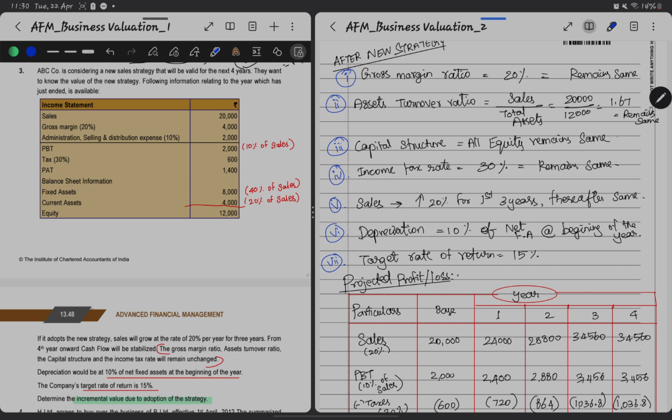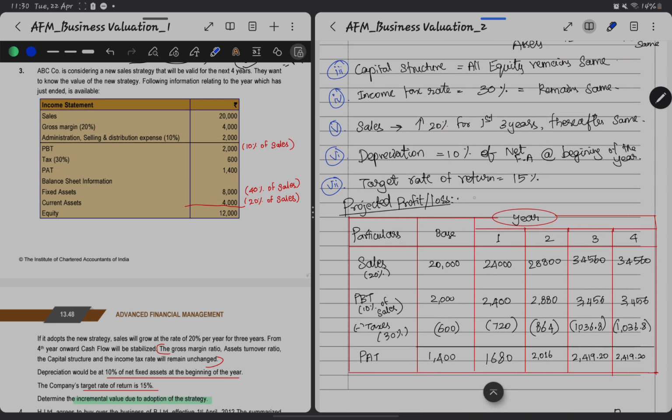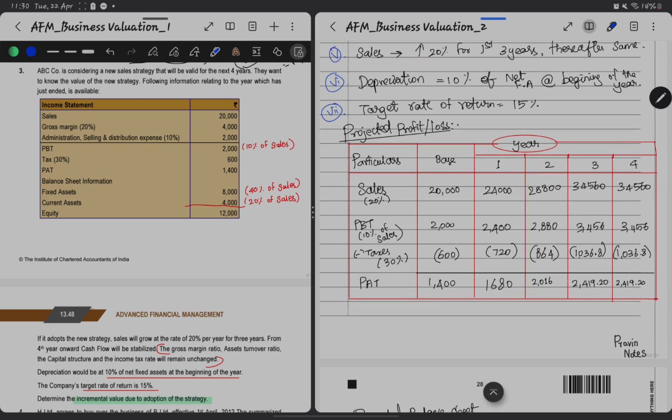They told the sales will grow by 20% for 3 years. So first 3 years the sales will grow by 20%, and thereafter same. Then depreciation is 10% of net assets at the beginning of the year. And then target rate of return is 15%. Now going further, since we need to calculate the new strategy adoption, we are projecting for 4 years.